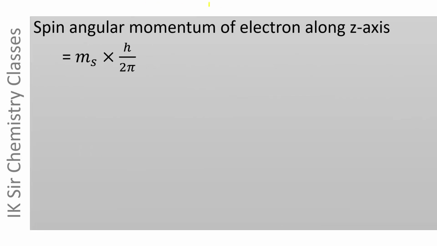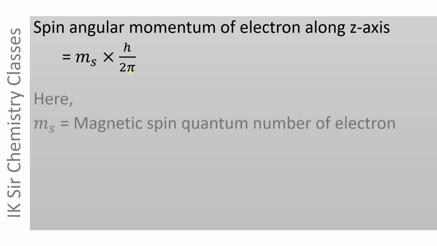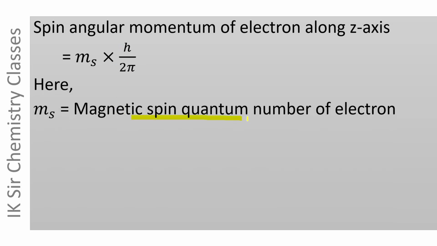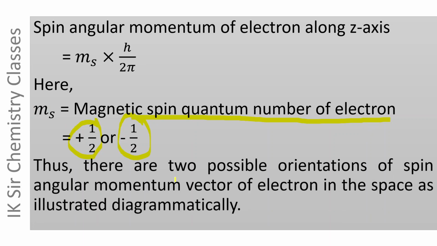The spin angular momentum of the electron along the z axis must be given by ms into h by 2 pi. Here ms is the magnetic spin quantum number of the electron, and it can have value plus half or minus half. s has only the 1 by 2 value, while ms can have values plus half or minus half. Thus, there are two possible orientations of the spin angular momentum vector of the electron in the space, as illustrated diagrammatically on the next slide.